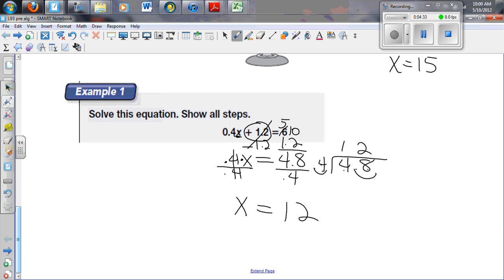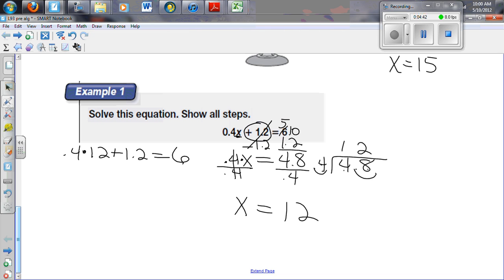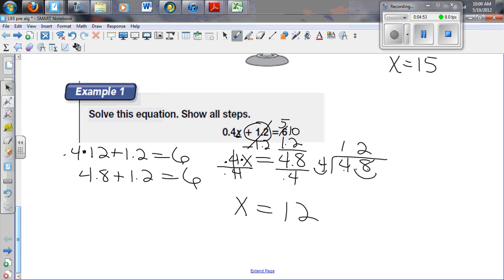And so let's check our equation again. 0.4 times 12 plus 1.2 should equal 6. So I'm going back to that original equation that they gave me. 0.4 times 12 is 4.8. 4.8 plus 1.2, does that equal 6? Well, yes, it does. 4.8 plus 1.2 is 6. So I checked the equation. I made sure it was correct.